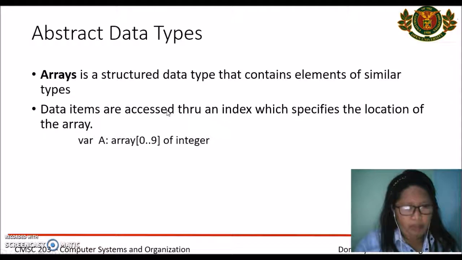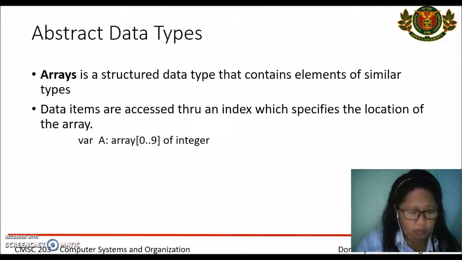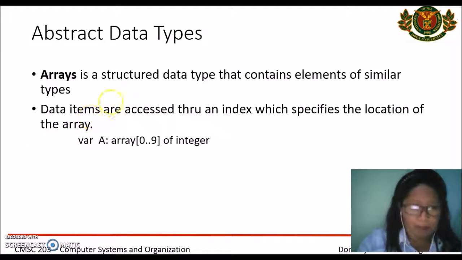Next, array. Arrays is a structured data type that contains elements of similar types. Data items are accessed through an index which specifies the location in an array. Below is an example of how an array is declared in Pascal.